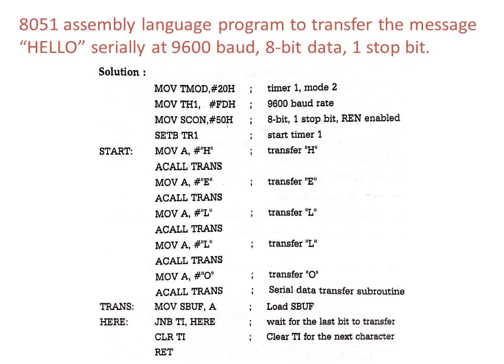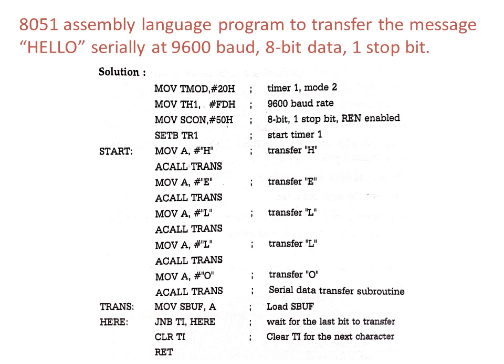The next instruction is JNB TI, comma, here. So jump if no bit TI, whether it is set or not. If it is not set, it should loop there itself. If it is set, then what we have to do is clear TI, clear that particular flag, and return back to where exactly it was called. It was called after MOV A, #'H', ACALL TRANS was called. So now the transmission of letter H is completed.